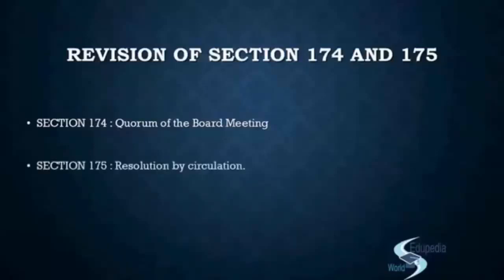Next we'll move on to section 175, resolution by circulation. Now what is resolution by circulation? If you remember, resolution by circulation is a resolution that is passed outside the board meeting, where the members do not actually meet. What happens is that a draft is prepared and all the other documents are attached to it, and then it is circulated to all the directors, and then they sign and return it back. And then if we have a majority over there, we call it the resolution by circulation.